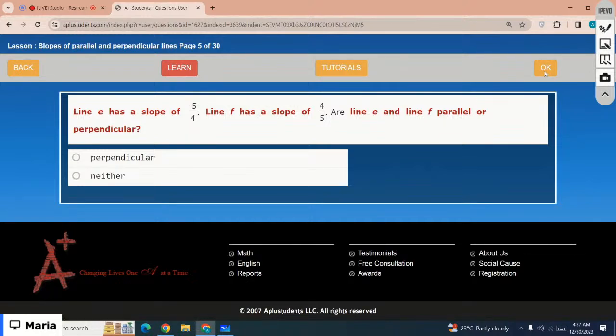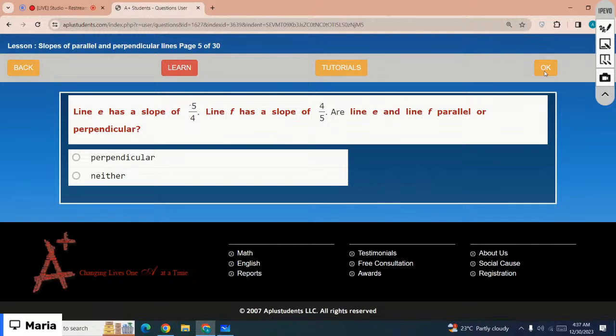The next one is line E has a slope negative 5 over 4. Line F has a slope 4 over 5. Are the lines E and F parallel or perpendicular? So you are given the slopes of two lines. You have to see if the lines are parallel or perpendicular, right? So if two lines have exactly same slope, they are parallel.